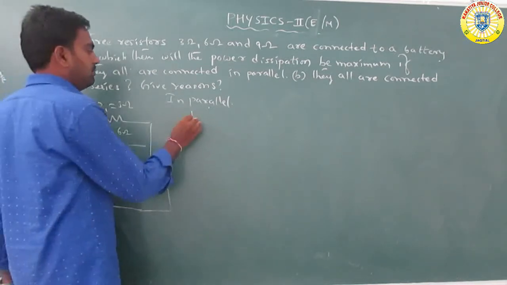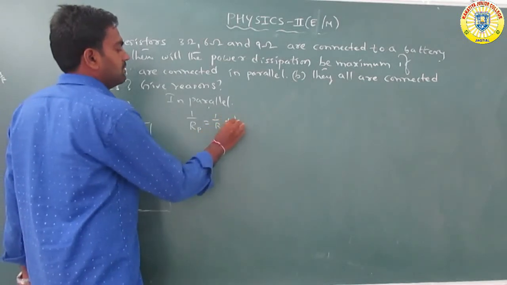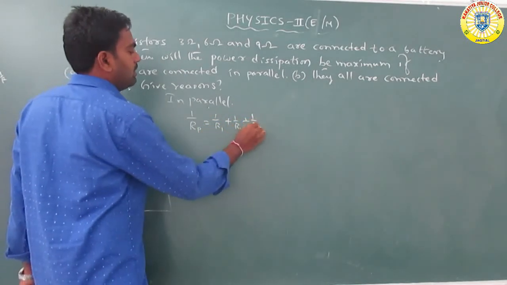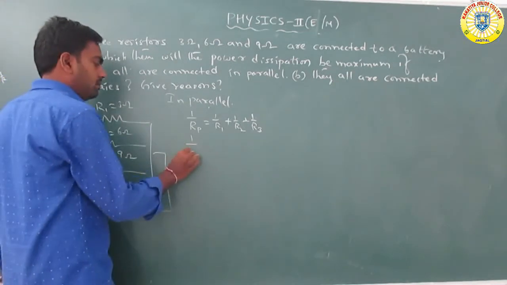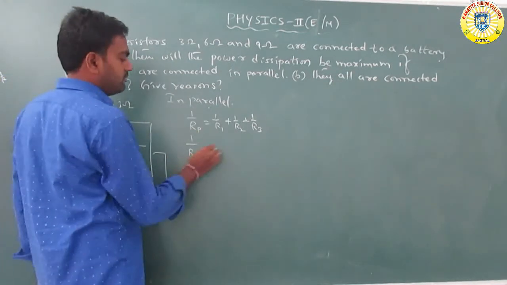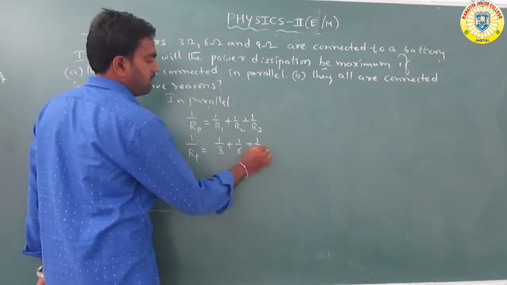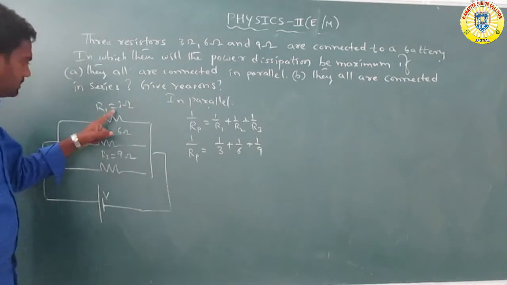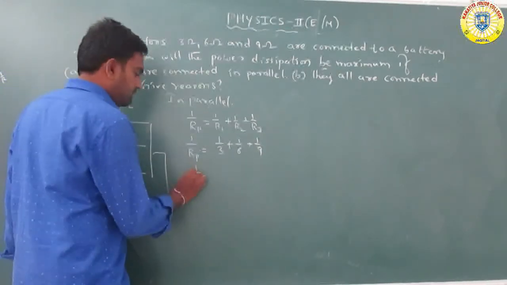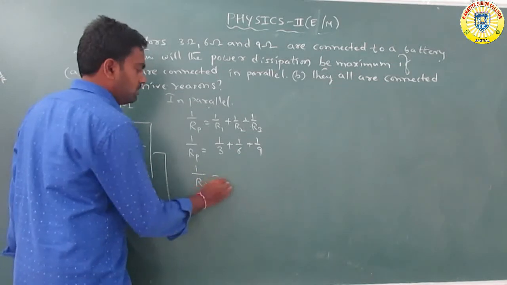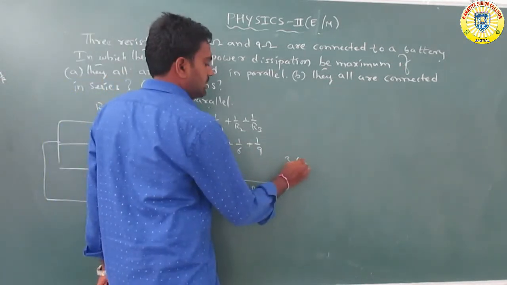So 1 by Rp is equal to 1 by R1 plus 1 by R2 plus 1 by R3. So 1 by Rp is equal to 1 by 3 plus 1 by 6 plus 1 by 9. Okay, so 3, 6, 9 are connected in parallel, so the LCM is taken, which is 18.